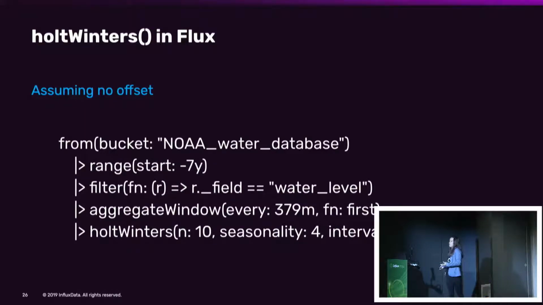And then I just feed that into Holt-Winters, and I say I want to output 10 points, and I know that I have 4 points in each season. And again, the interval for that is 379 minutes.